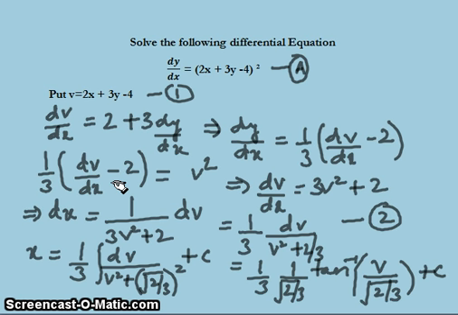2x plus 3y minus 4 equal to v. Here c is an arbitrary constant. With this we conclude this lecture on differential equations.